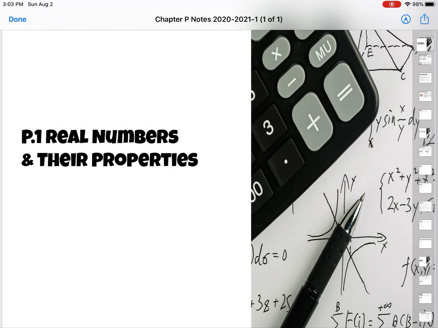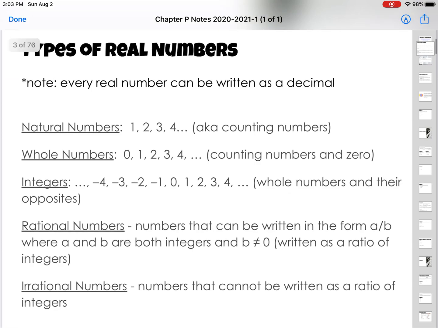P.1 real numbers and their properties. So the first thing we want to talk about are the types of real numbers. And we want to note that every real number can be written as a decimal.